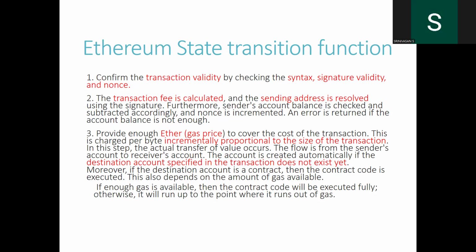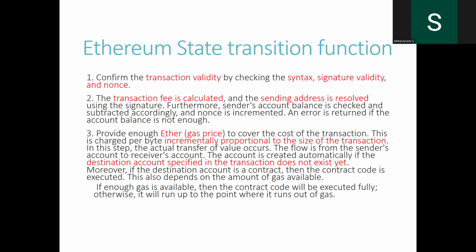The sending address is computed using the signatures, and then the sender's account balance is checked to see whether it can facilitate the transaction or not. Then it subtracts the transaction amount from the sender's balance. After that, the nonce is incremented. If an error occurs during these steps, then the process stops immediately.